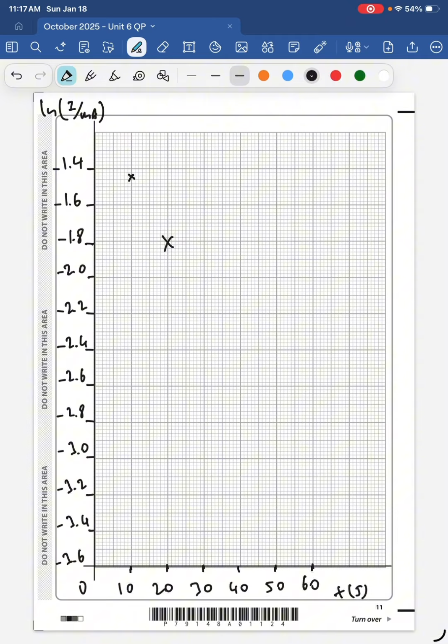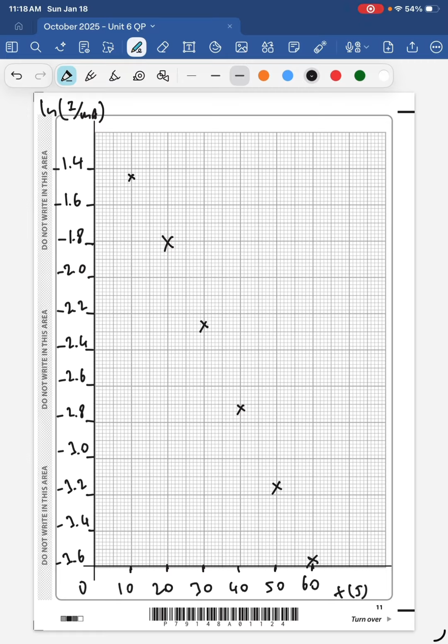So every little box is 0.1 over 5, which is 0.02. So this is minus 2.2, so 2.25 should be there. These are all the points.